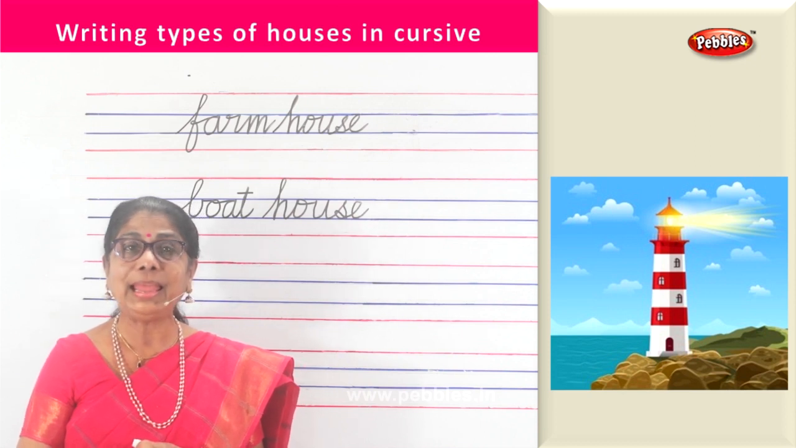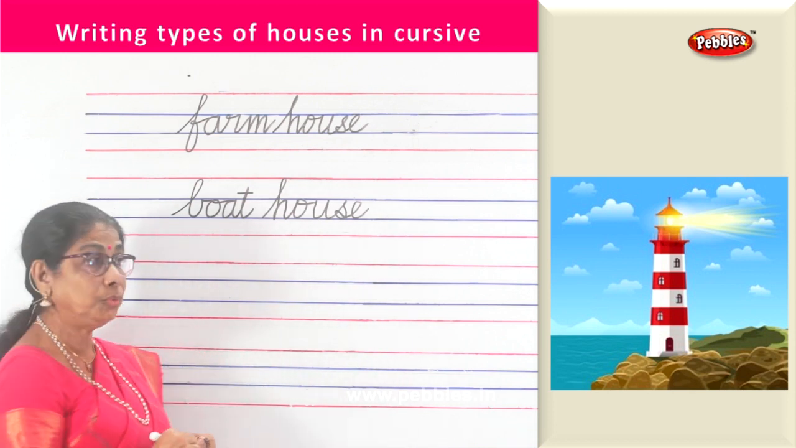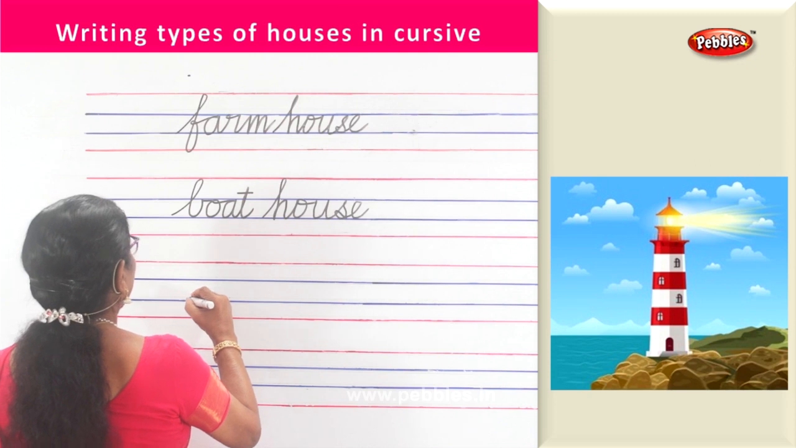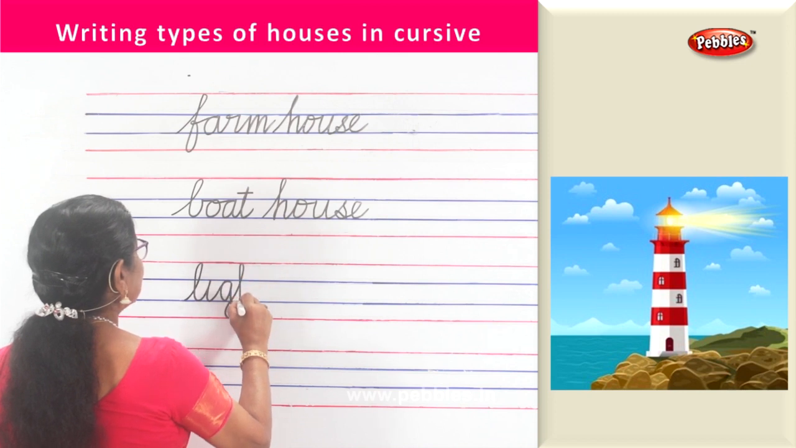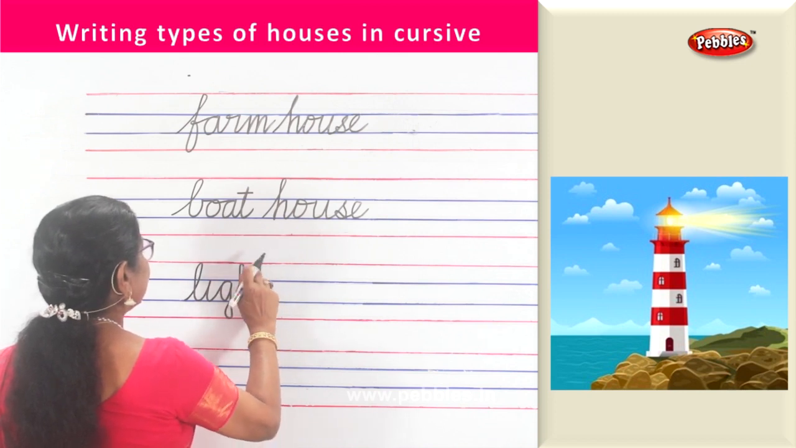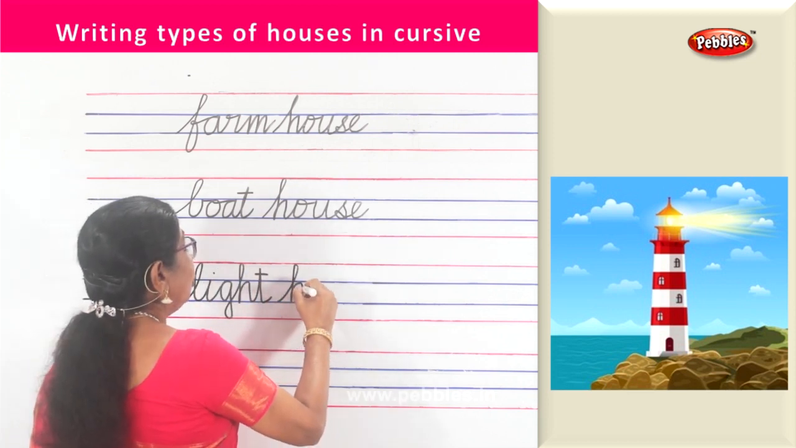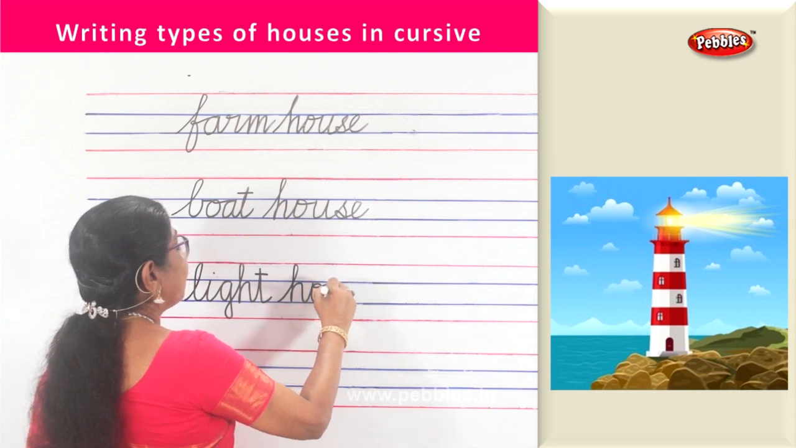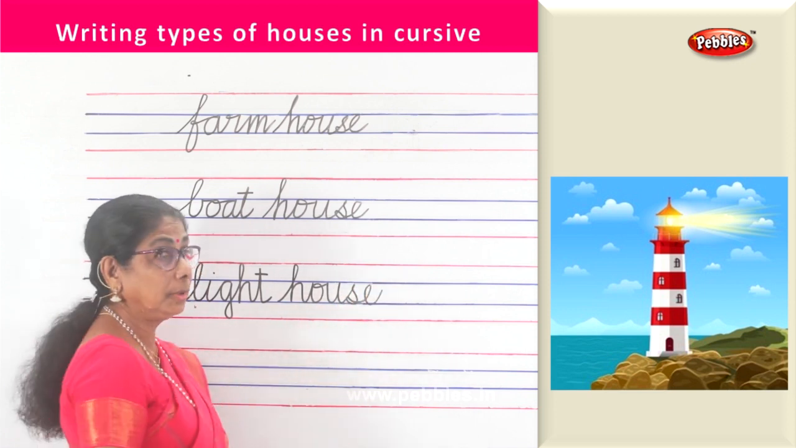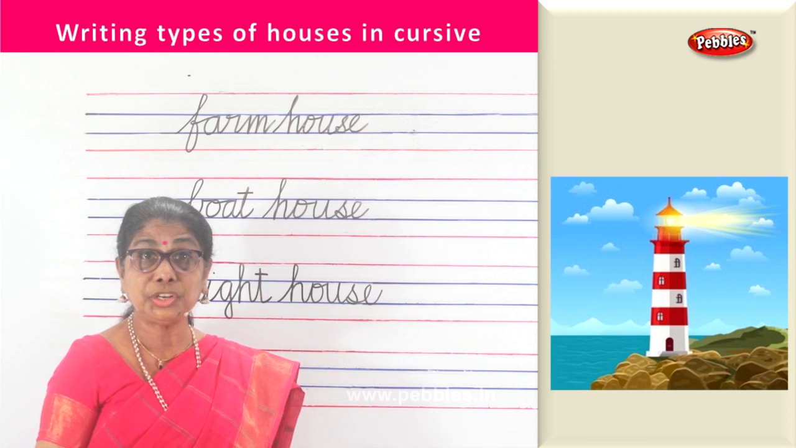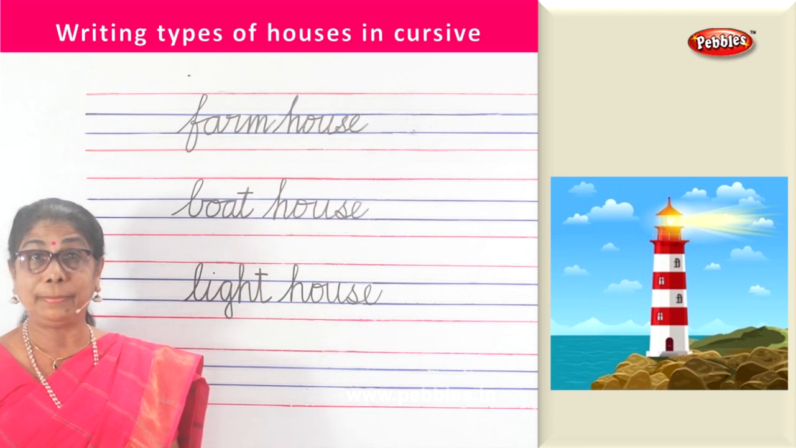Lighthouse spelling. Light, house. Lighthouse. Why do we have a lighthouse? To guide the ship or the huge boat that has gone into the sea. The light will guide them.